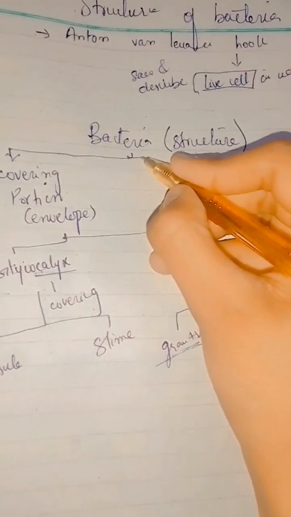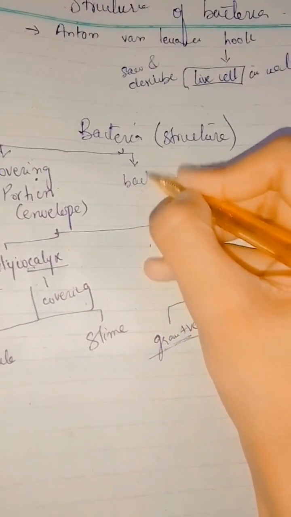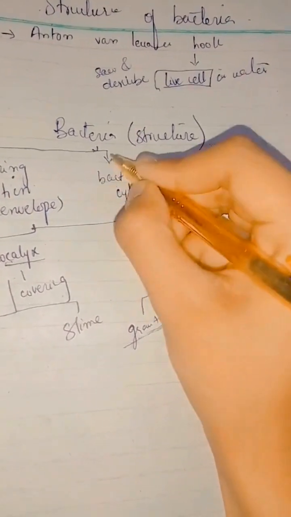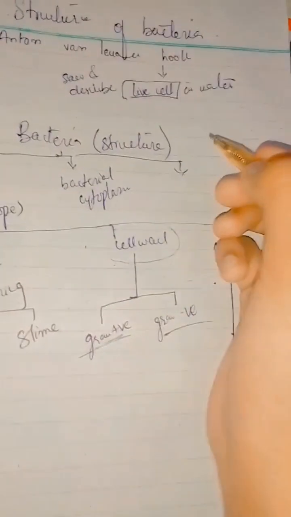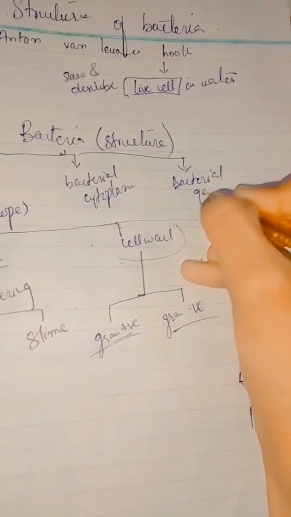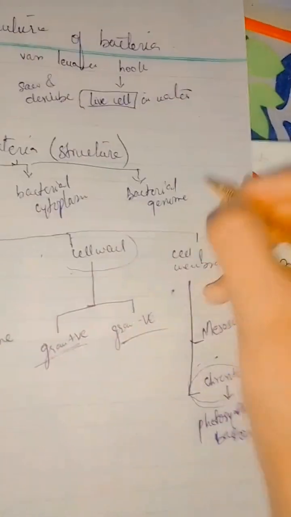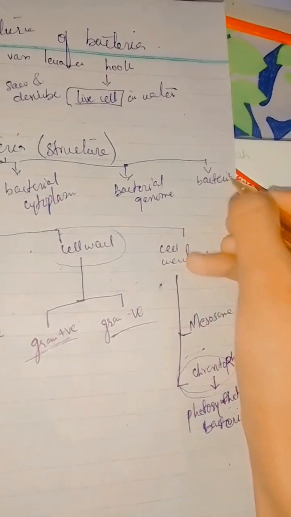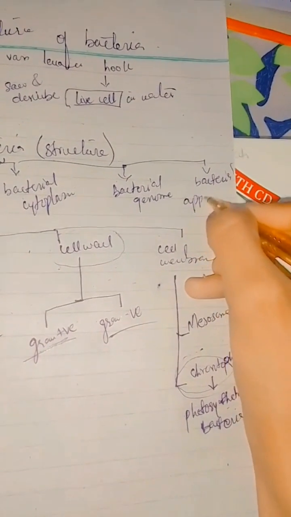Second, he described the bacterial cytoplasm. Third, he described the bacterial genome, and fourth, he described the bacterial appendages.